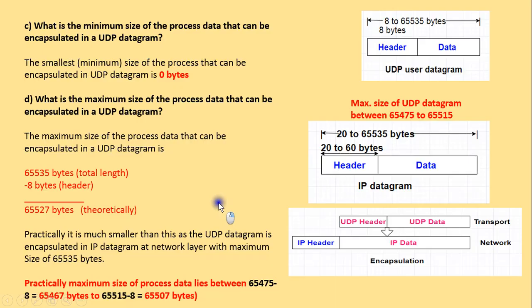Now the third question is, what is the minimum size of the process data that can be encapsulated in a UDP datagram? Very simple. The process data is carried in the data part of the UDP datagram. The UDP datagram should have minimum 8 bytes of header, but the process data can be of 0 bytes, because data can be 0 bytes. It is mandatory to carry 8 bytes in UDP user datagram, which is meant for the header, but the data can be of 0 bytes, and that's why the smallest size of the process data that can be encapsulated in UDP datagram is 0 bytes.